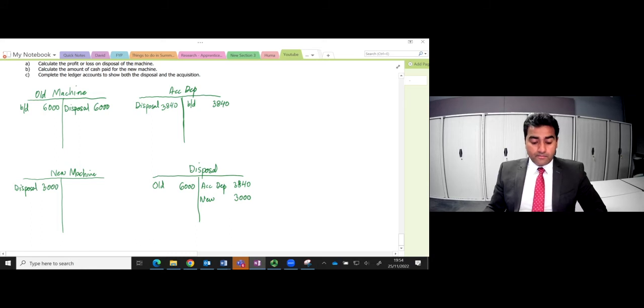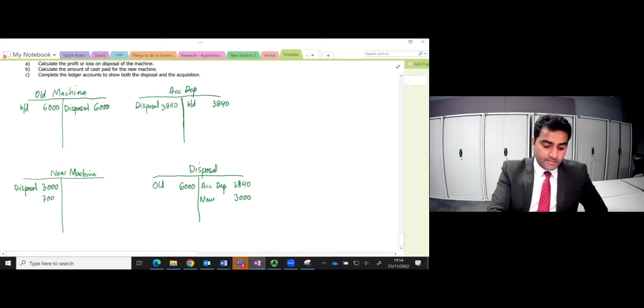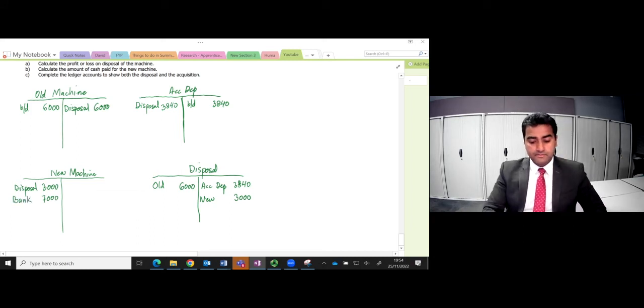And then I have paid the £7,000 for the new asset, and my double entry will be new asset debit and bank account credit. New asset is debit, £7,000, and bank account is credit. I do not have a bank account here, but if I had a bank account, I would simply credit it. But it is not required in this question, so I will not open a bank account.